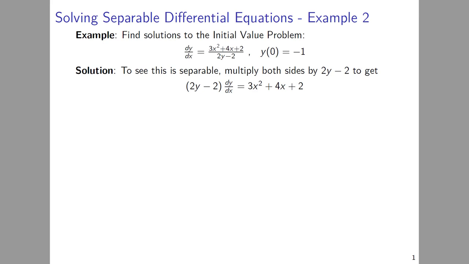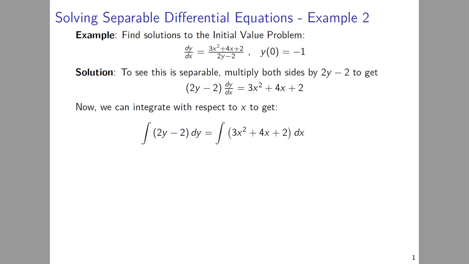Now that we have it in this form, we can integrate both sides with respect to x. On the right, we have the integral of 3x squared plus 4x plus 2 dx, while on the left, we have to use the substitution rule to get the integral of 2y minus 2 dy. Now, each of these integrals we can compute on their own. On the right, the integral of 3x squared is x cubed, plus the integral of 4x, which is 2x squared, plus the integral of 2, which is 2x, plus some c, the constant of integration.